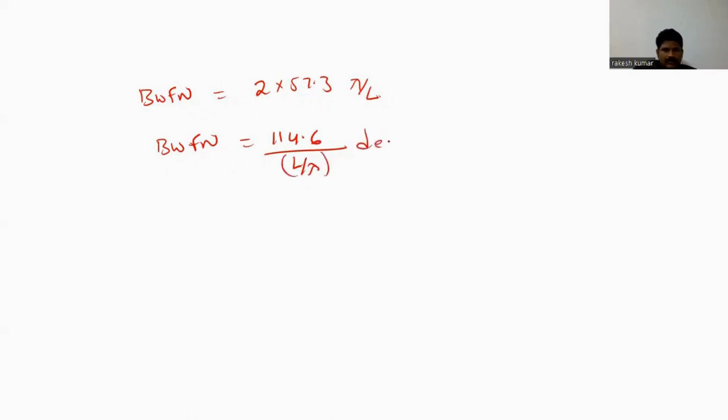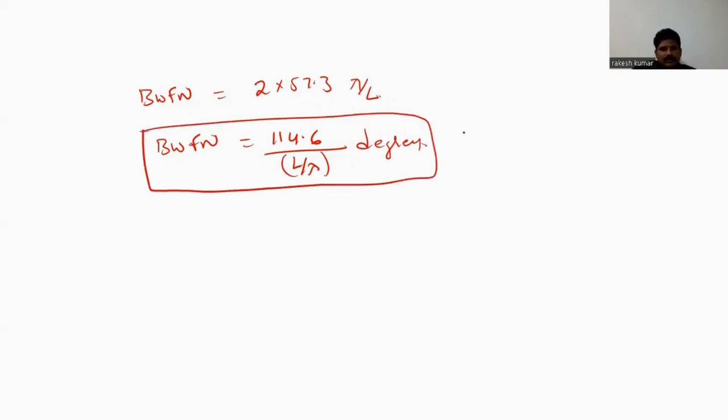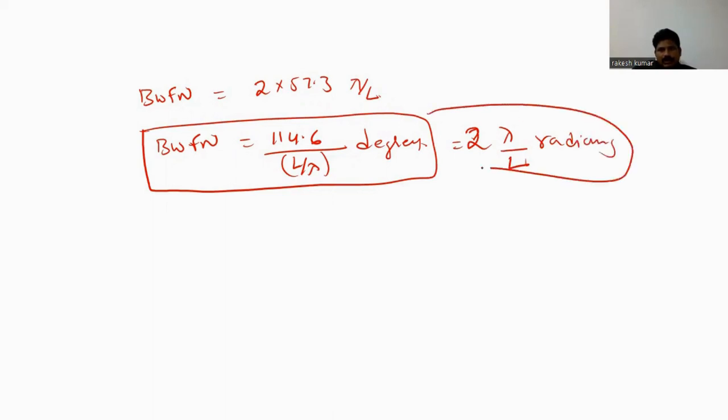Therefore, the beam width between first nulls is equal to 2 into 57.3 into lambda by L, that is equal to 114.6 lambda by L degrees. This is in terms of degrees. What is the other formula in terms of radians? That is equal to 2 into lambda by L radians. These formulas are very, very important while we are solving problems.